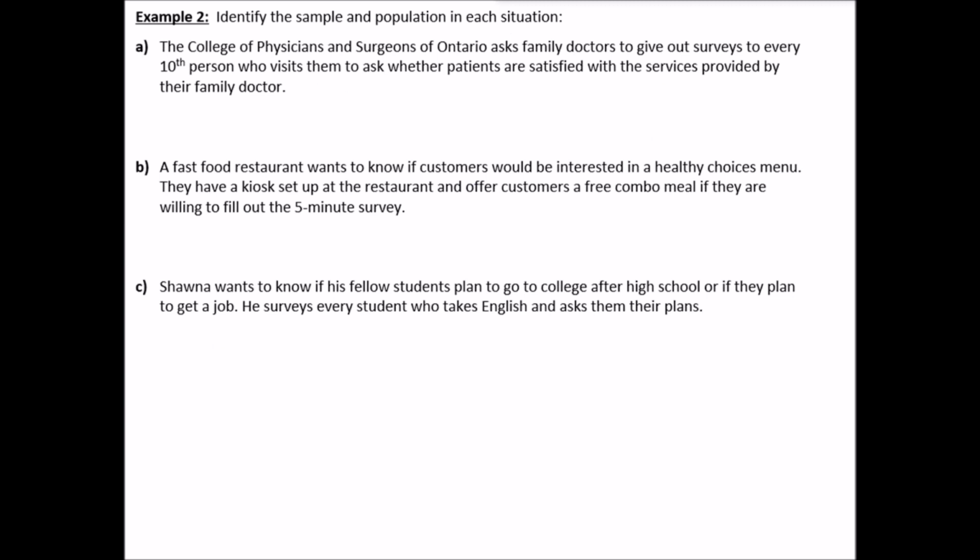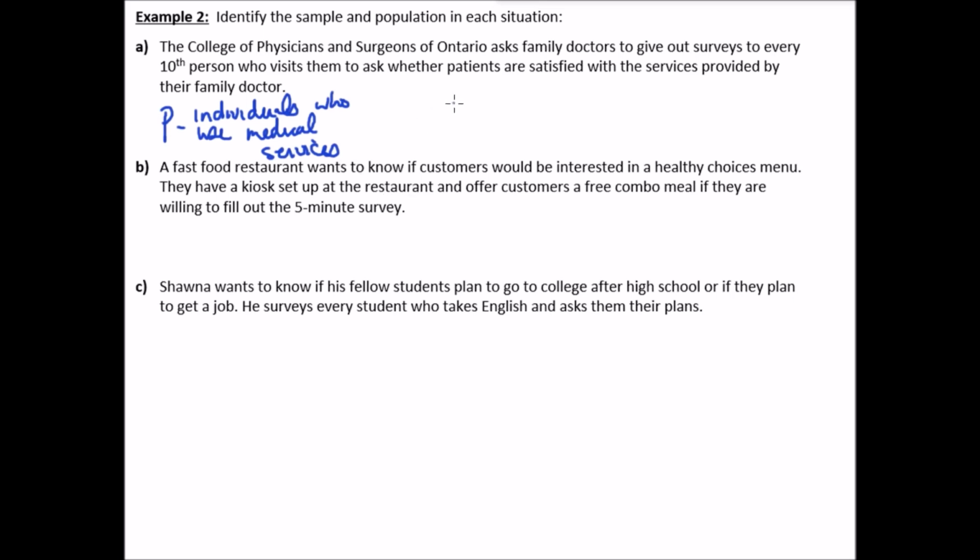Okay, so let's identify the sample and population in each situation. The College of Physicians and Surgeons of Ontario asks family doctors to give out surveys to every 10th person who visits them to ask whether patients are satisfied with the services provided by their family doctor. Okay, so the population are individuals who use the medical services. Okay, because they're only asking people if they're satisfied with these services. And they would have to show up at the doctor's in order to be actually surveyed.